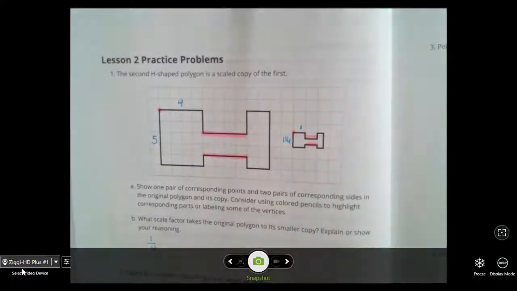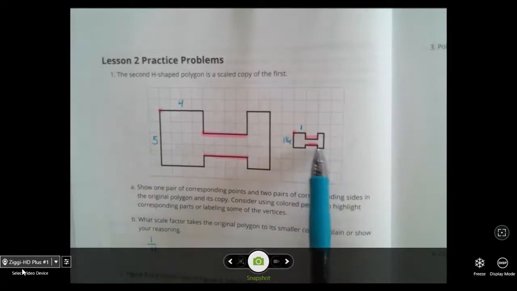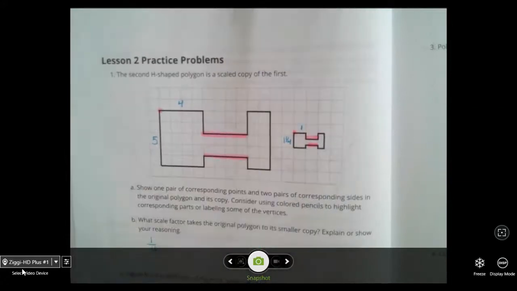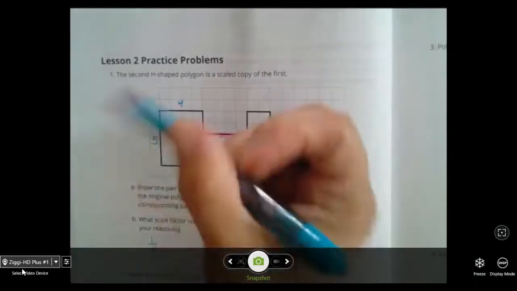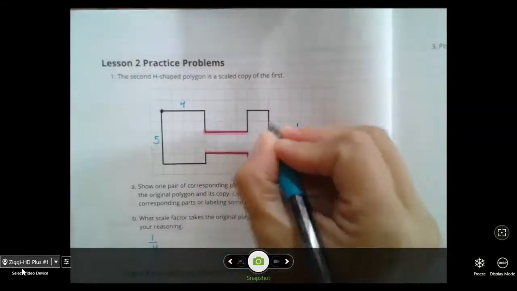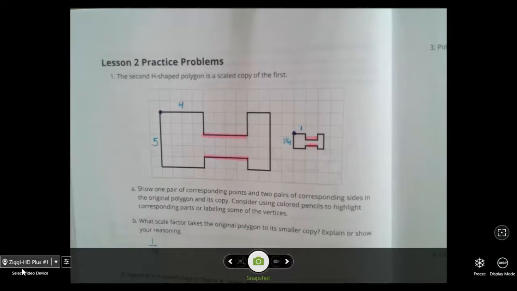Okay, this is the answer key for the lesson 2 practice problems that start on page 18 in your workbook. It tells us that this polygon is a scaled copy of the original. Show one pair of corresponding points. So I picked right here in the corner would be 1, and a corresponding point would be over here in the corner. So you could have picked different ones, that's fine.